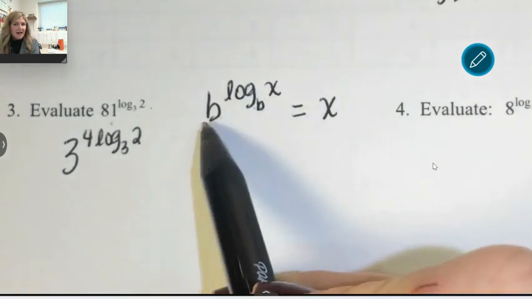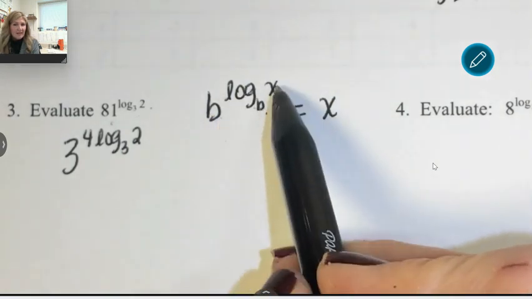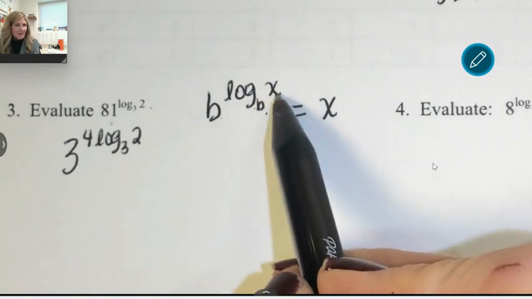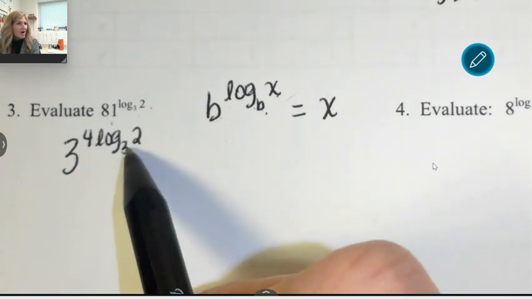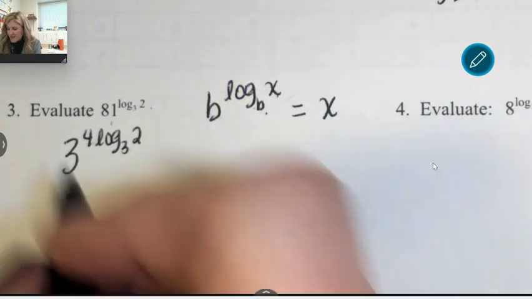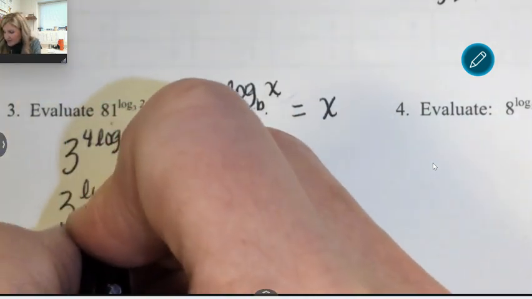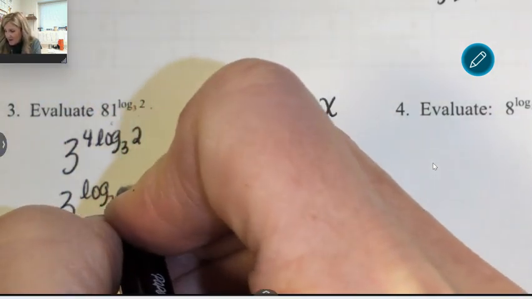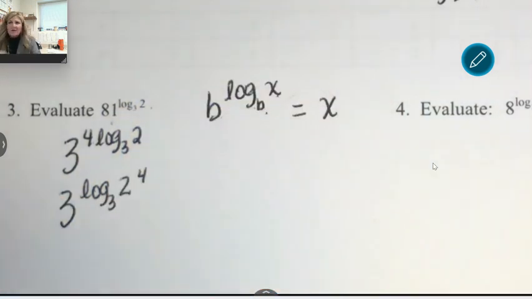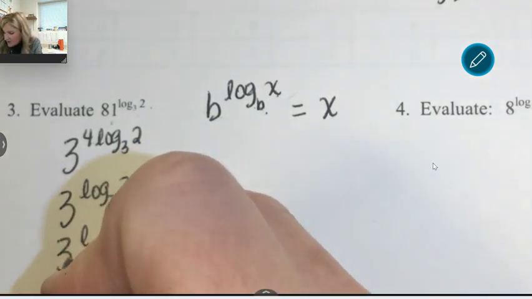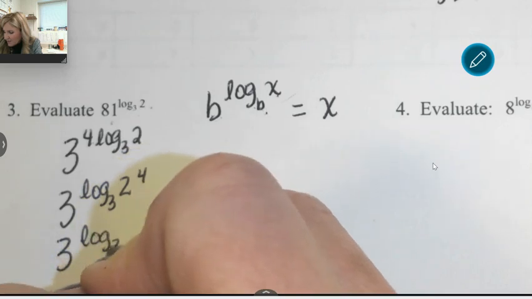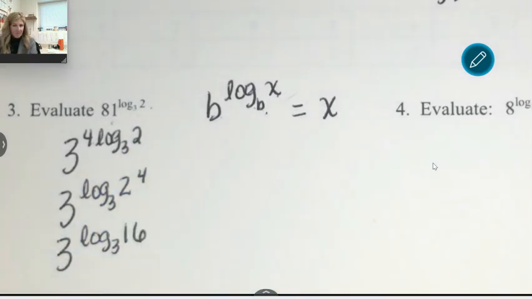Well, the formula says I have to have b to the log base b of just something here. That's not what I have. I have a coefficient that I can't have. So what do I do if I have a coefficient with a log? Make it an exponent. So I have 3 to the log base 3 of 2 to the 4th power. What is 2 to the 4th power? 16. So we have 3 to the log base 3 of 16.